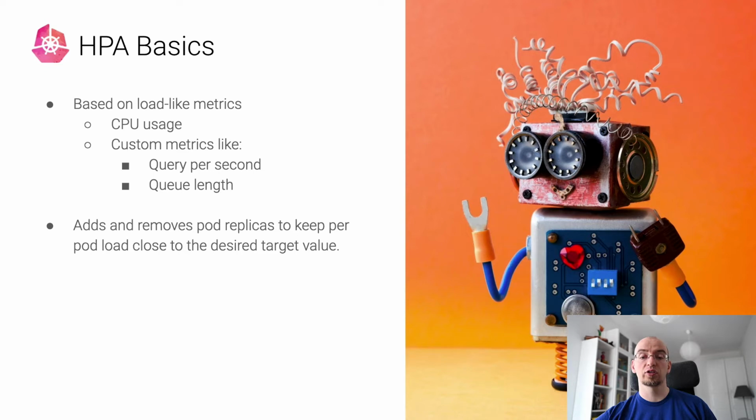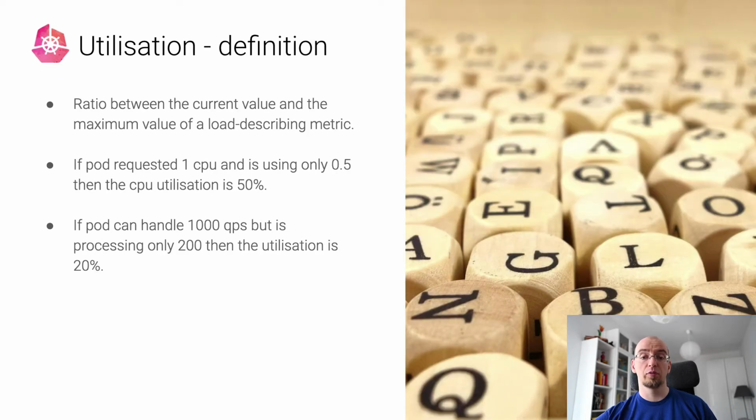Let's take a look at how it works in practice. But before that, let me clarify something. While talking about HPA, I will use the word utilization. I understand it as a ratio between the current load, expressed by some metrics, and the maximum amount of load that the application can handle. For example, if a pod requested one CPU and is currently using only half of CPU, then the utilization is 50%. If a pod can handle 1000 queries per second but is processing only 200 at this moment, then the utilization is 20%.